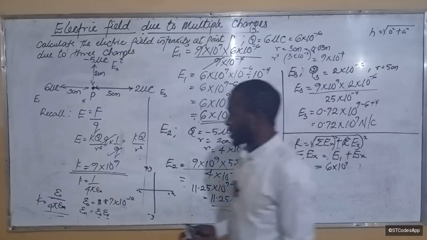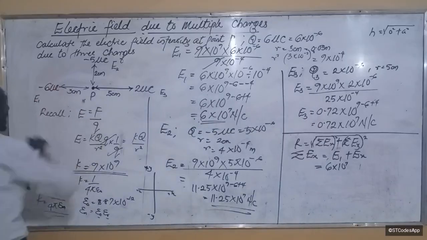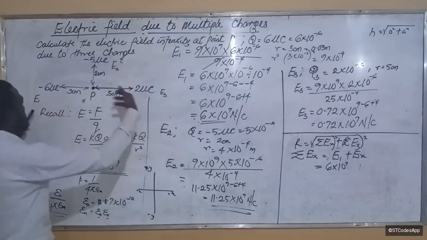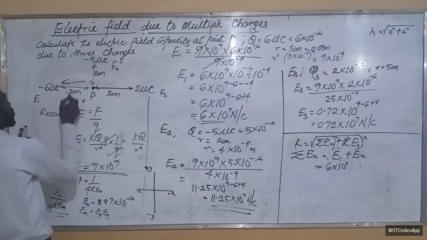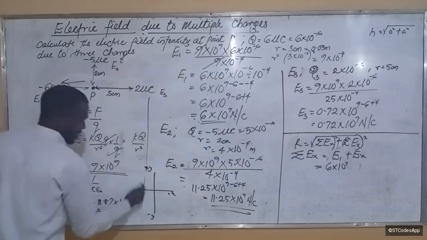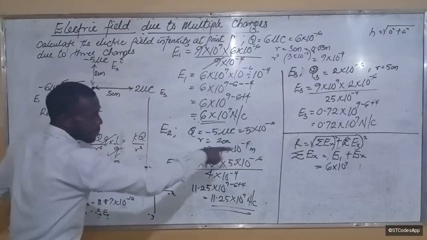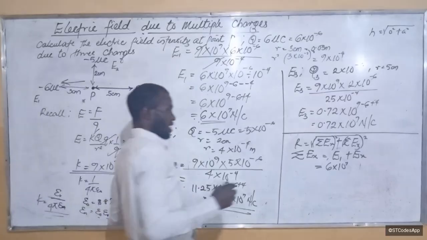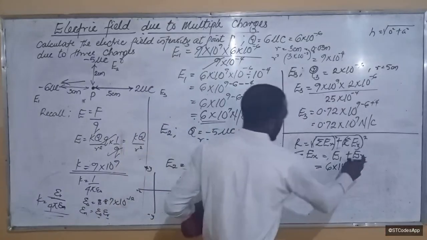Now, for those that don't understand, if this were a negative charge, the electric field would be going radially inward, which means the electric field will be going in this direction towards 6. So if the electric field is going towards 6, which direction is that? Negative x. So that will be minus 6 times 10 to the power 7. Is that clear? Alright. So then plus E3.